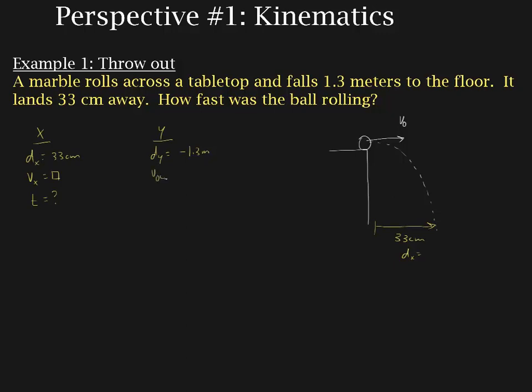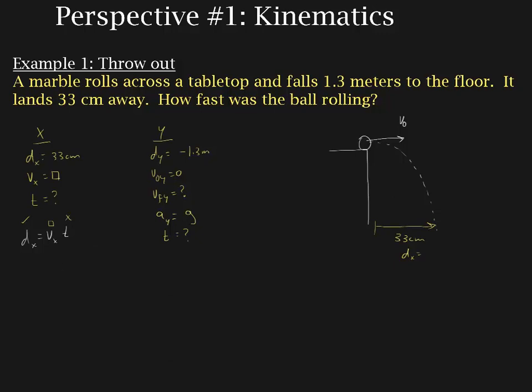We have v initial y is equal to 0. V final y is an unknown quantity. Ay is equal to g. And t is again an unknown quantity. So we'll start by writing our equation for x, which is dx equals vx times t. Dx is a known quantity. Vx is unknown, that's what we're looking for. And then we have t, which is an unknown quantity.